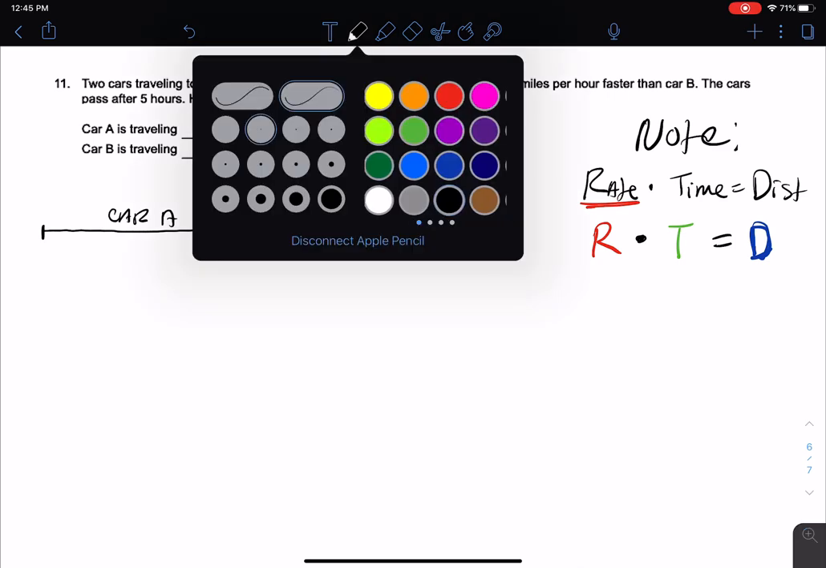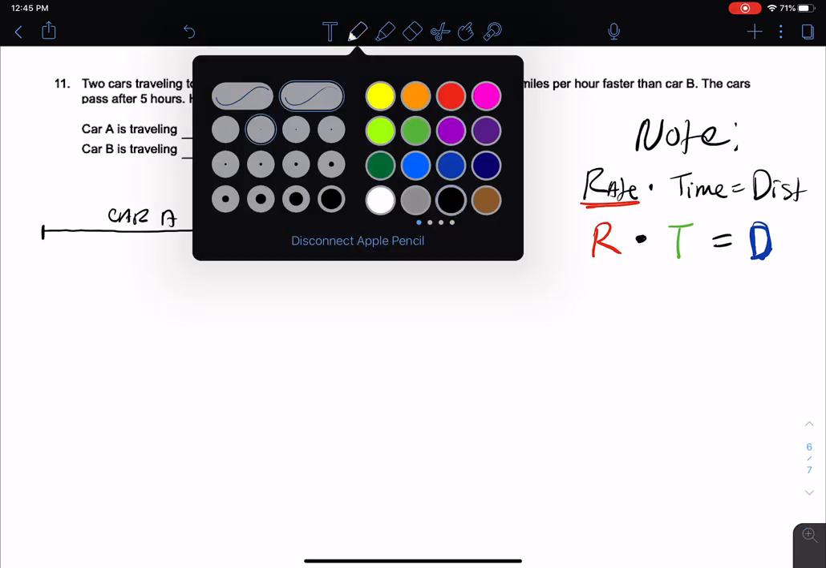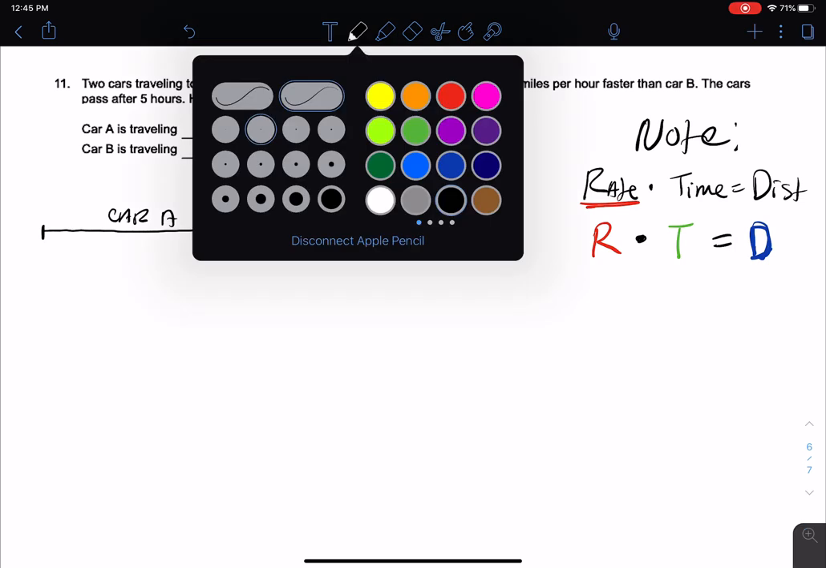And so I said I was going to use distance in blue, and look back at the original problem. It says the cars start 325 miles apart. Car A is traveling 15 miles per hour faster than car B. The cars pass each other in 5 hours. So when they say pass each other, they mean when they pass each other, they are exactly right. Essentially what it means is, let me use blue for distance.